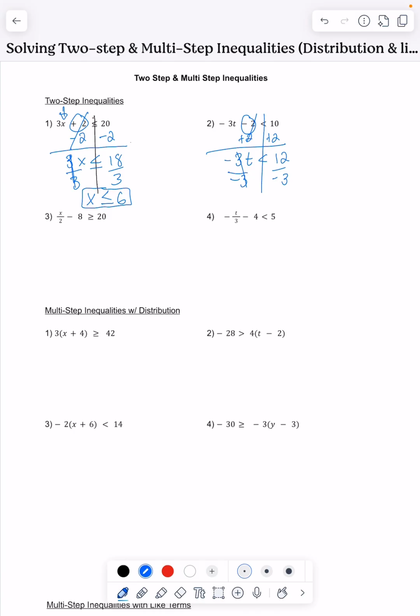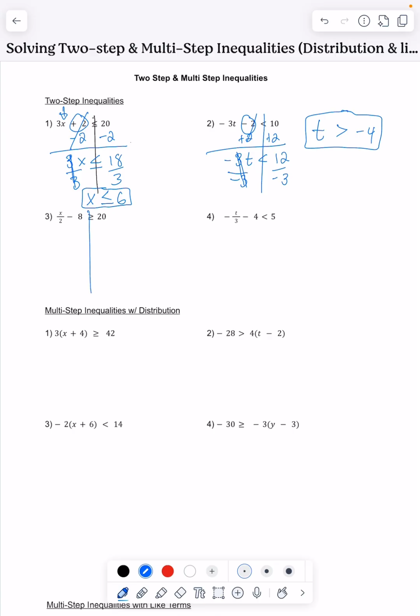When we either multiply or divide by a negative on both sides, we always have to switch the inequality symbol. In this case, we divided by negative 3, so we still have t, but instead of less than, we're going to switch the symbol. t is greater than 12 divided by negative 3, which is negative 4. So the t values have to be greater than negative 4 in this case.